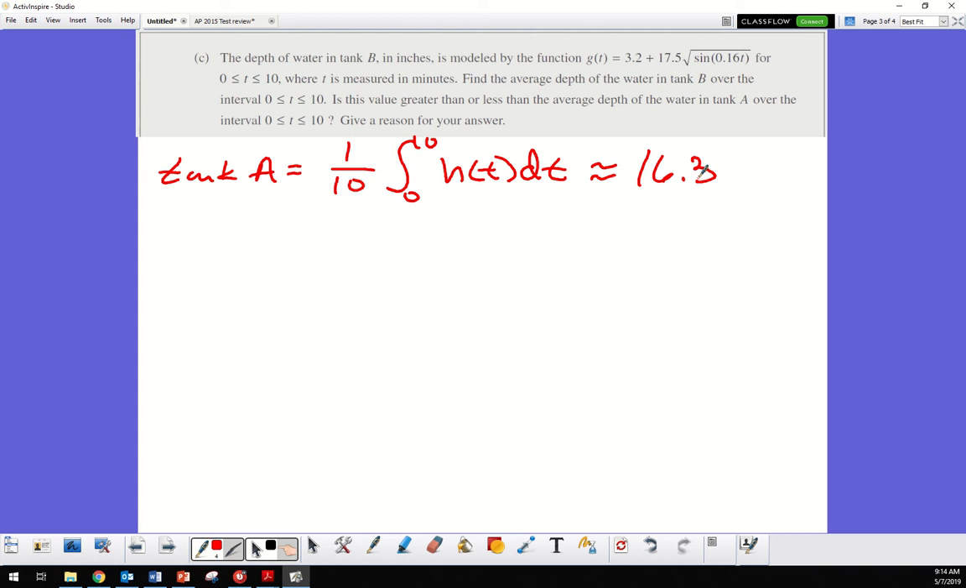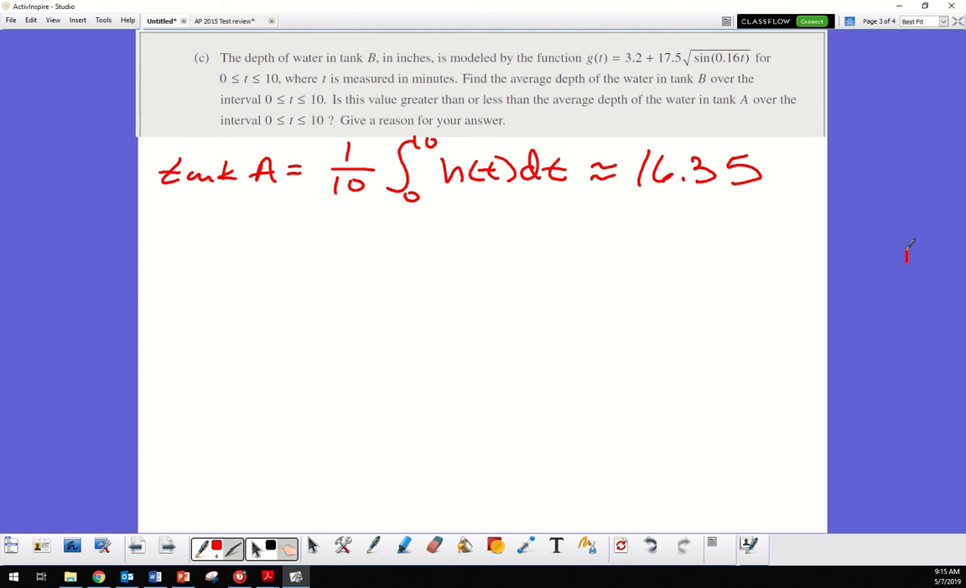It's not really accurate, but that's the only thing we can do. It's 16.25, because it's 163.5 divided by 10. So it's 16.35. Yeah, right there. Okay.